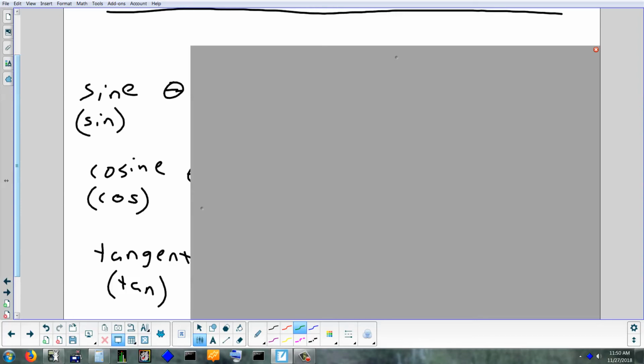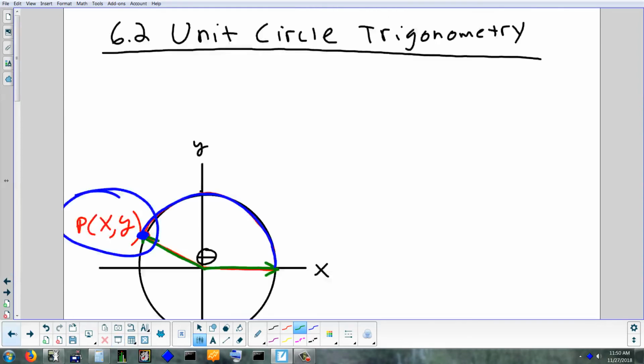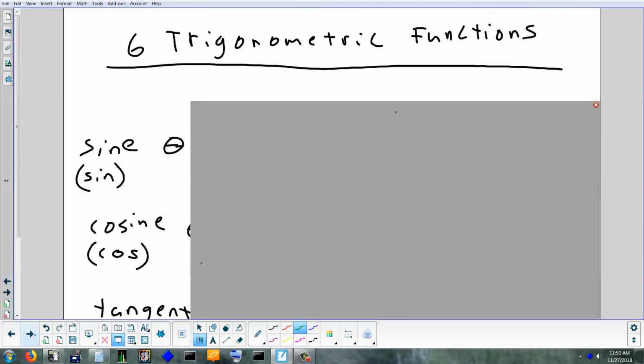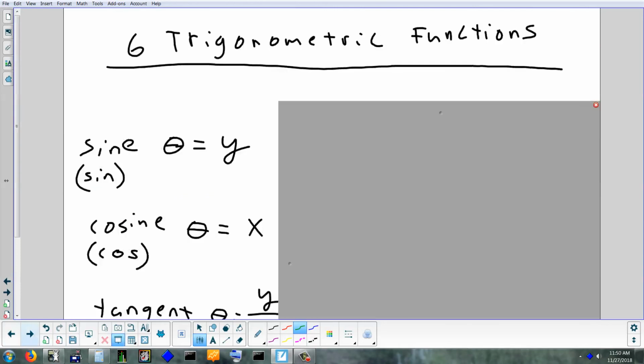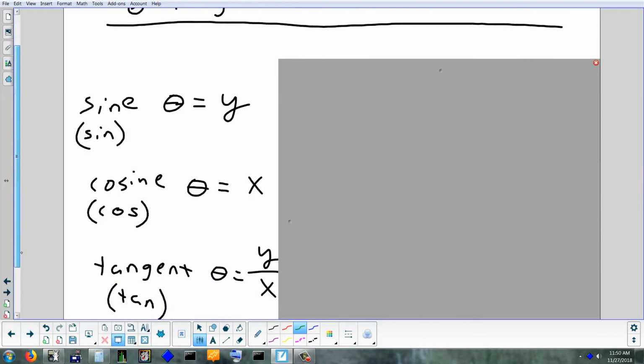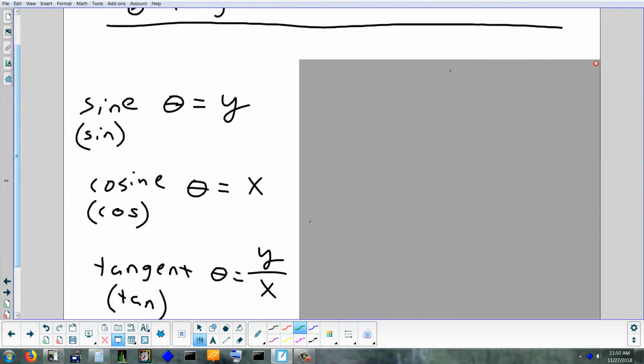Now, the formulas for sine, cosine, and tangent are all based off 2 letters, an x value and a y value. If you want to find the sine, you actually don't need the x value. You need the y value, and that's it. The cosine is the x value, and the tangent is y over x. You need both.